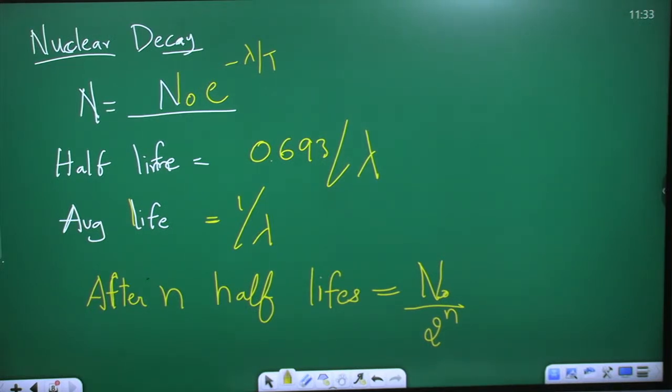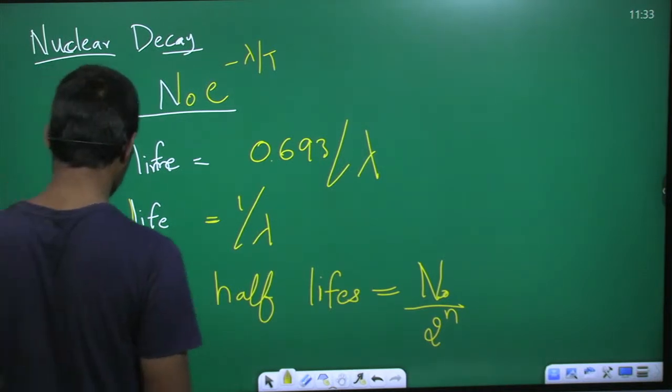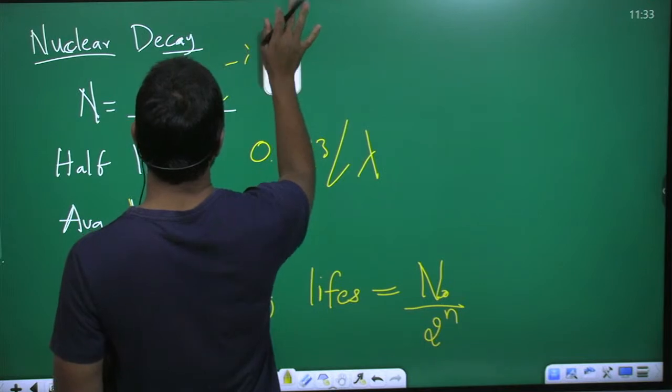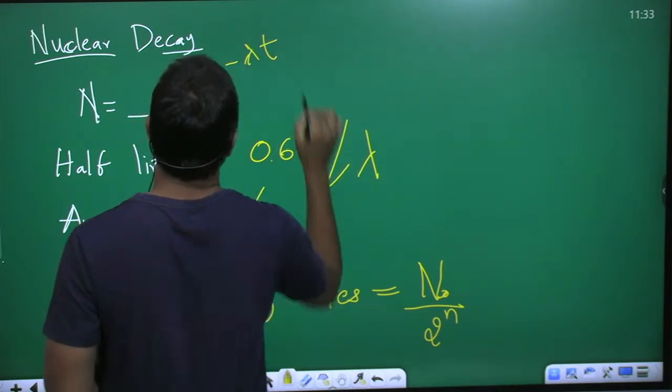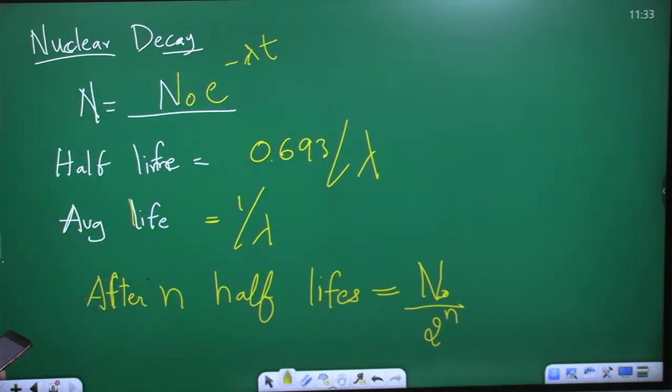N is the number of amount present at time t. Okay, sorry. Where t is the time, right? So N naught is the total amount present at time t equal to 0, and N is the amount present at time t equal to t.